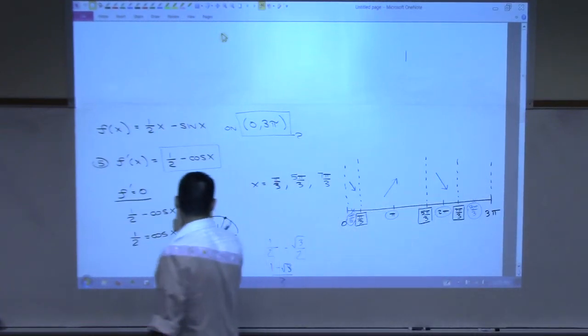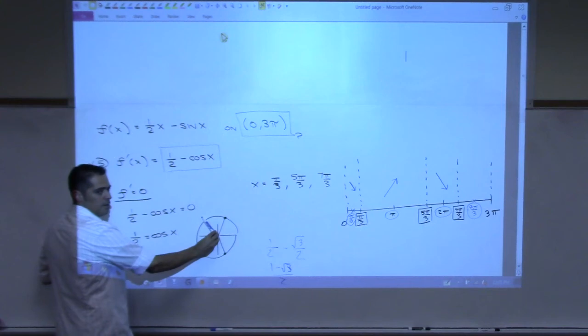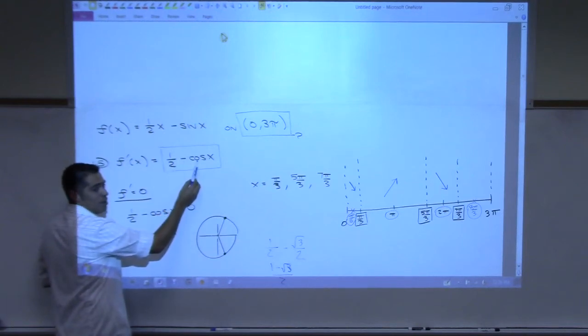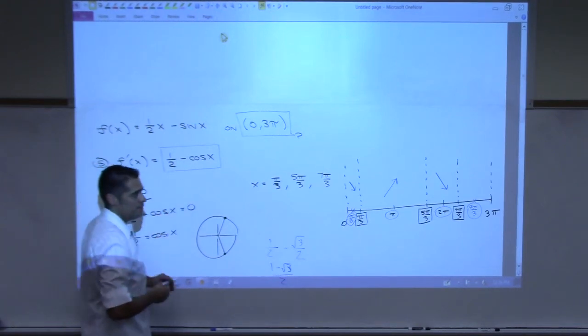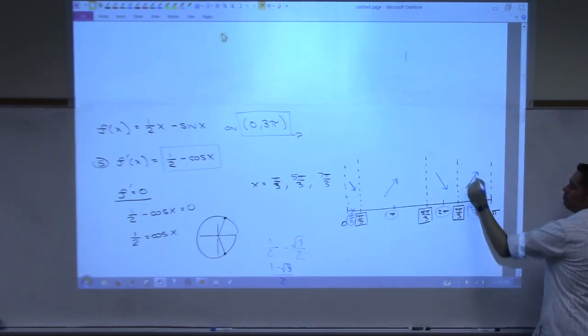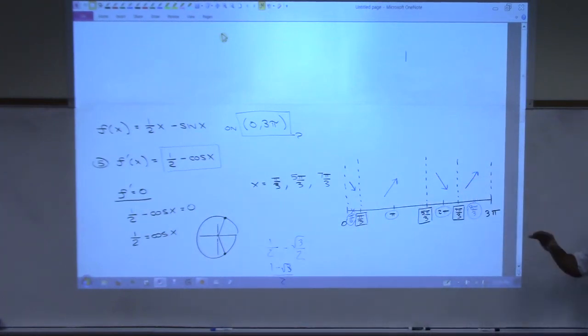8 pi over 3. That's right here. What's cosine of 8 pi over 3? Negative cosine. Negative 1/2. What's 1/2 minus negative 1/2? Positive 1/2. Or positive 1/4, right? No, hold on. Positive 1. Sorry. It is 1/2 plus 1/2, which is 1. It's positive though. So it goes down, up, down, up.